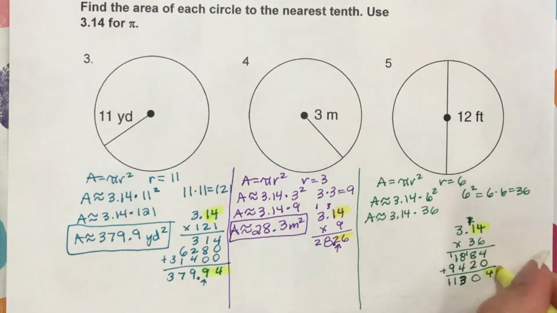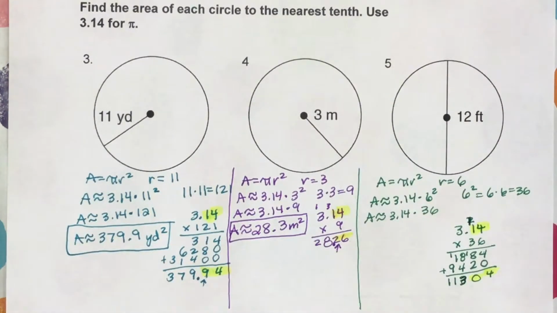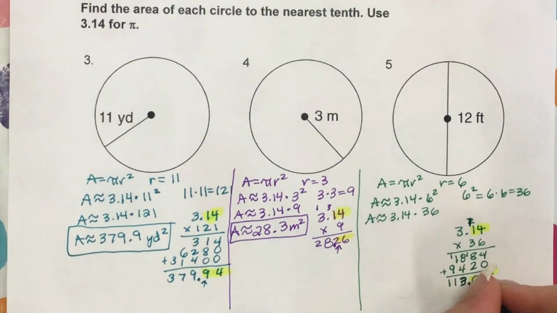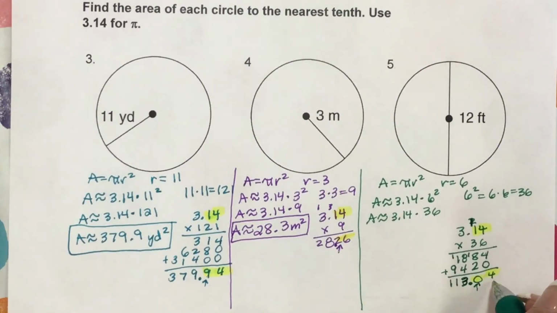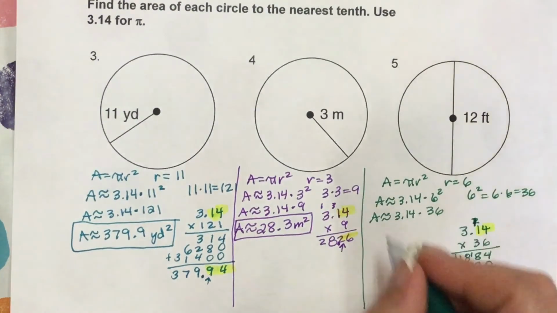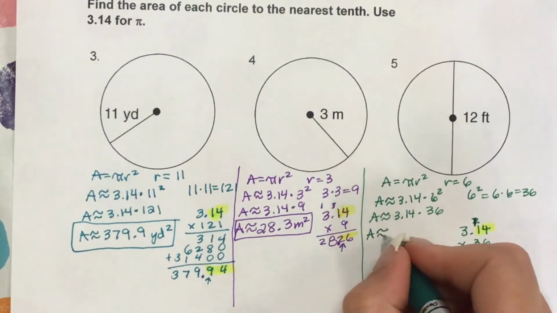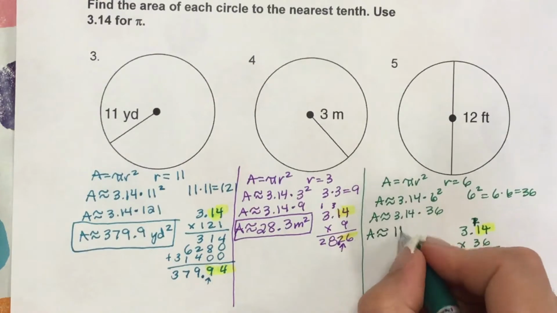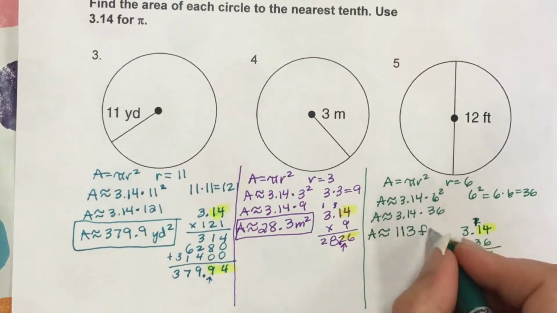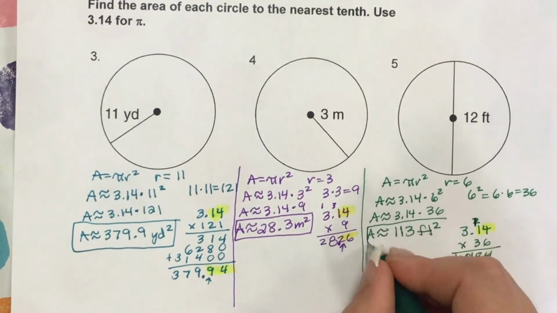1, 2, which means our answer has to have 2 as well. And so it's going to go right here. We're going to look here. There's the tens place, so we're going to look at the 4. Is it bigger than a 5? It is not. So that means that 0 is just going to stay the same, and I don't even really need to write it. So it's going to be 113 feet squared.